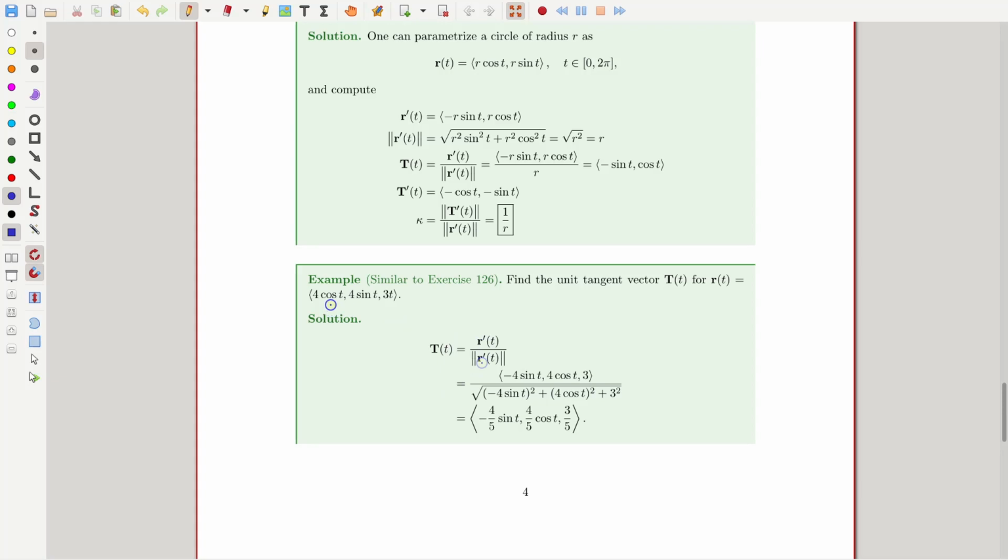So we take the time derivative of each of these component functions. We get minus 4 sine t, 4 cosine t, and 3. That's right. And then dividing it by the magnitude, so we see that that's expressed below.